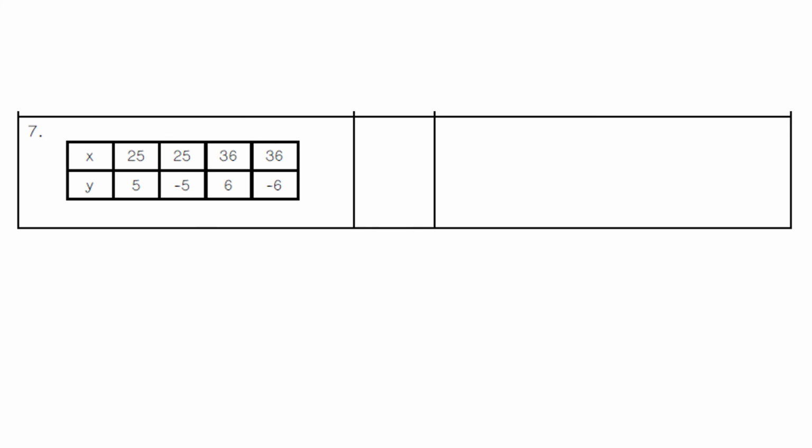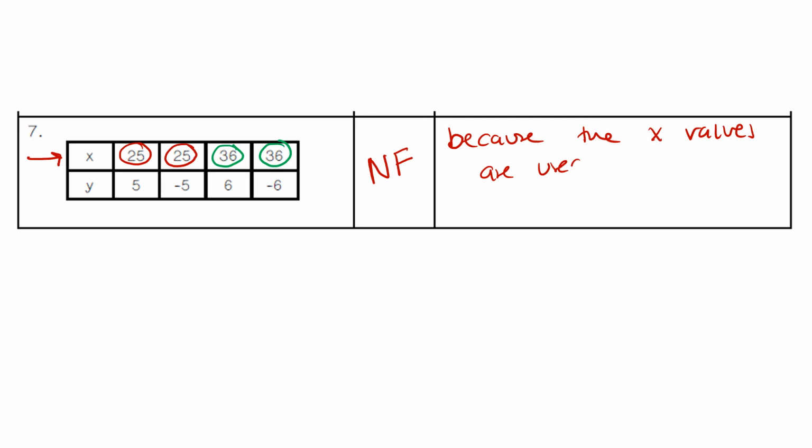For number 7, we have a table. When we're talking about tables, we're going to look at the input value, which is the x values. Looking at the x values, we have 25 and 25, so that number is used twice. We also have 36 and 36, which is used twice. The input values, the x values, can only be used once. So this is not a function. It is not a function because the x values, the input values, are used more than once.